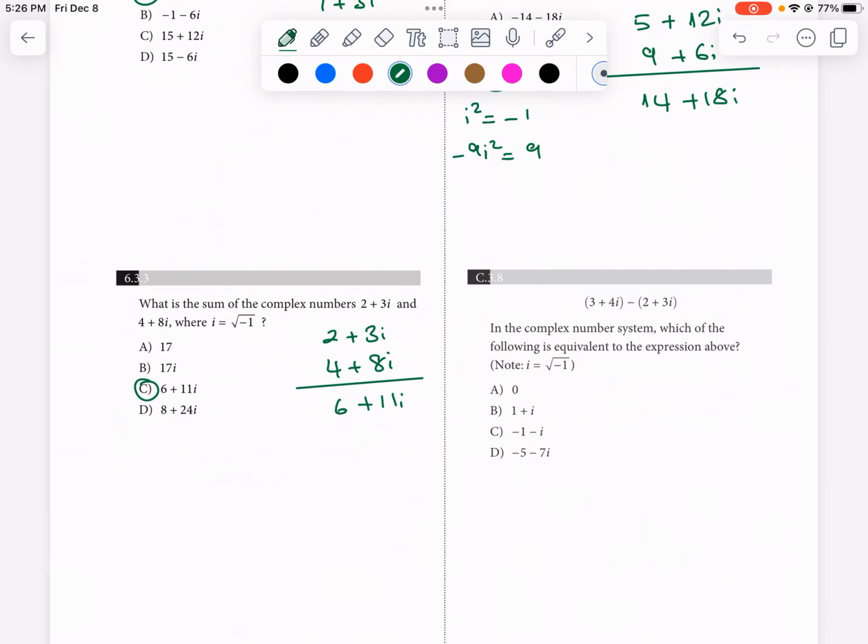Again, we have the subtraction. So we rewrite the first complex number, which is 3 plus 4i. And the other complex number is 2 plus 3i. But since we have subtraction, we have to switch the signs: -2 minus 3i. We are going to add up the real numbers, then the imaginary numbers. 3 plus -2 makes 1. 4 plus -3 makes i. 1 plus i, which is B.